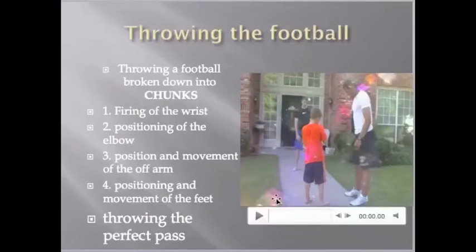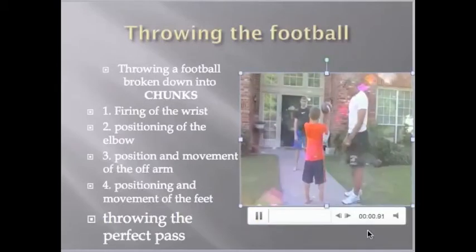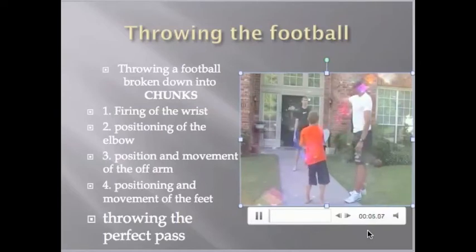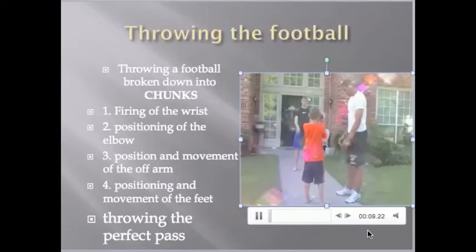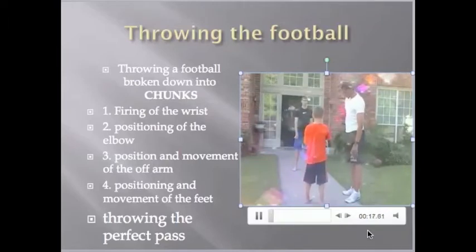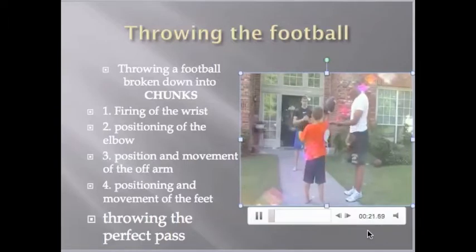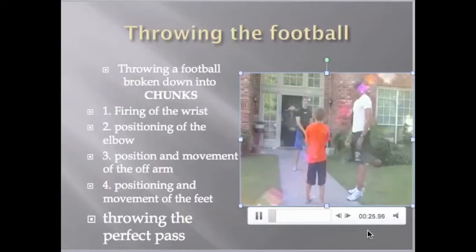Here's an example, throwing a football. In this video, there's me on the right, and the athlete is on the left, and we're teaching him how to throw a football. He's 7 years old, and throwing a football is a very complex action. And in order to teach it, especially to a younger athlete, it needs to be broken down into its smallest chunks. So the first thing we're working on here is just firing the wrist. That's all he's working on, just firing the wrist. Anybody can learn how to fire the wrist.